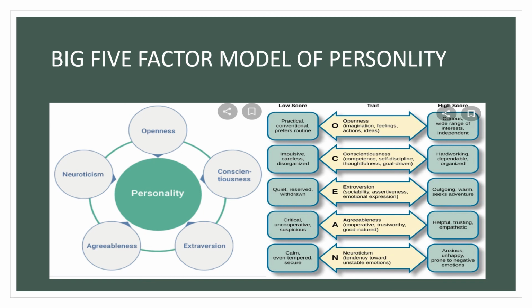You can remember these five dimensions by the word OCEAN. O stands for openness to experience, C stands for conscientiousness, E stands for extroversion, A stands for agreeableness, and N stands for neuroticism. It has been found useful in understanding the personality profile of people across cultures and irrespective of different languages.